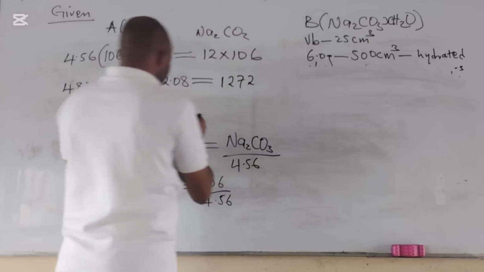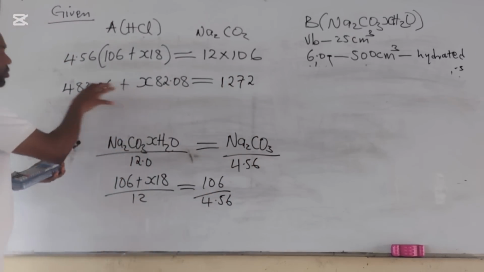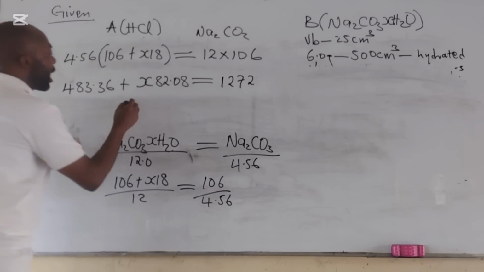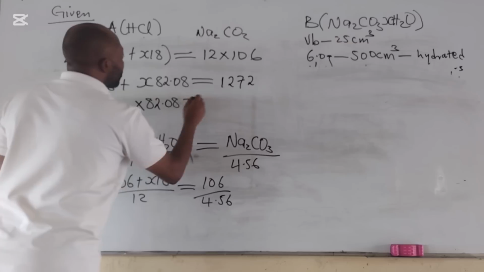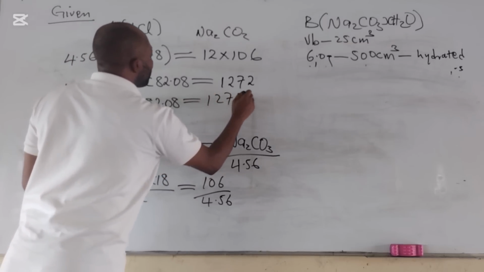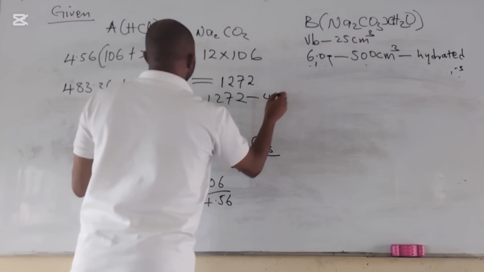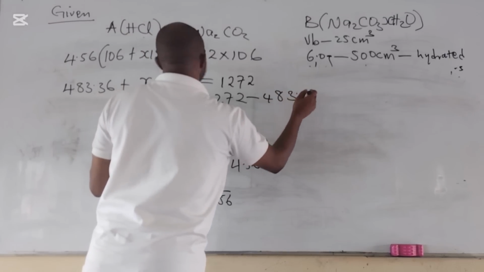1272. So from here, we collect like terms. So I have x 82.08 is equal to 1272 minus 483.36.